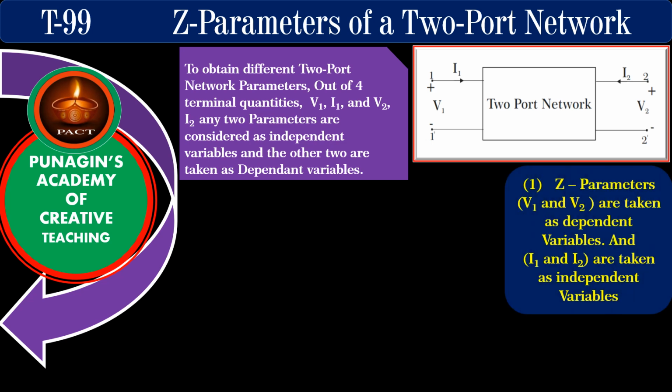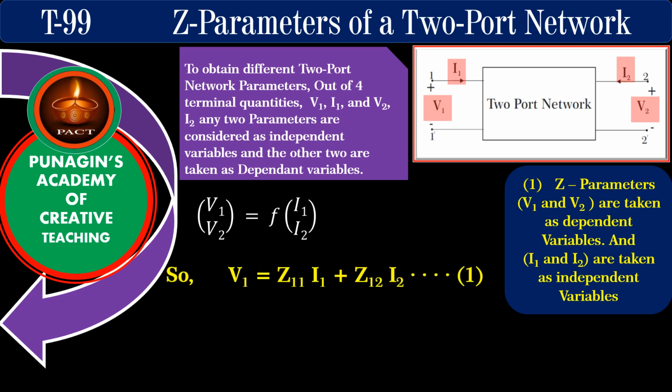So, in case of Z parameters, V1 and V2 are considered as dependent variables and I1 and I2 are called as independent variables. So, based on this, we can say that V1 is a function of both I1 and I2 and V2 also is a function of both I1 and I2. So, based on this relation, we can write V1 is equal to Z11 I1 plus Z12 I2.